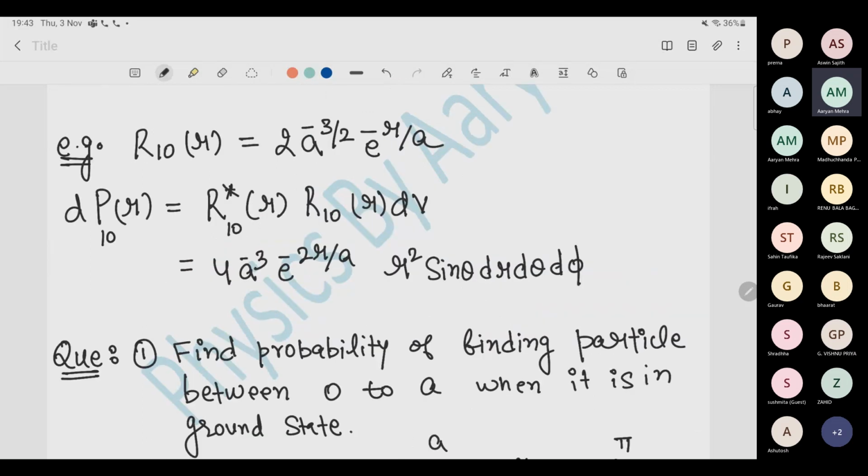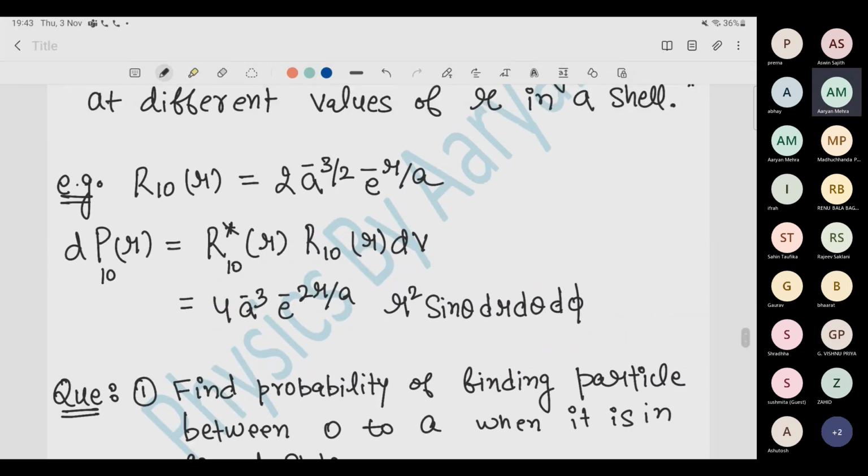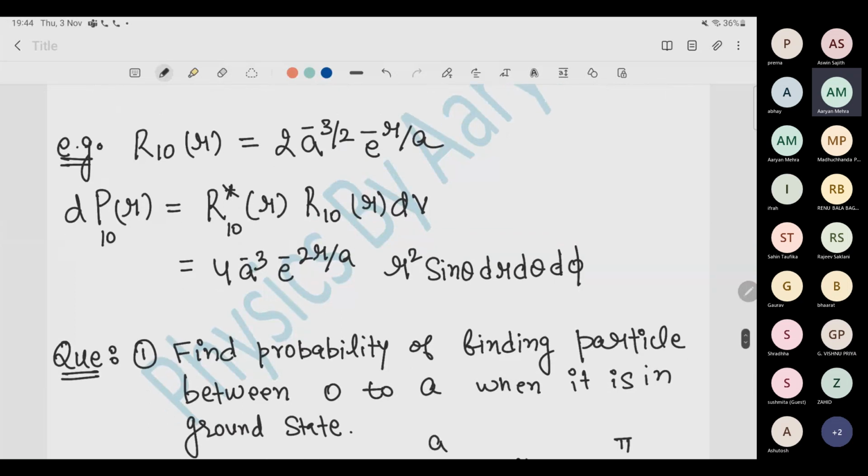So if you see R star here, do you think R star and R will be the same for this function? Yes, sir, because this is a real function. If you do the complex conjugate of 1, it is still 1. If you do the complex conjugate of iota, it is minus iota. But for real functions, the complex conjugate and the function itself are the same. So we just have to square it.